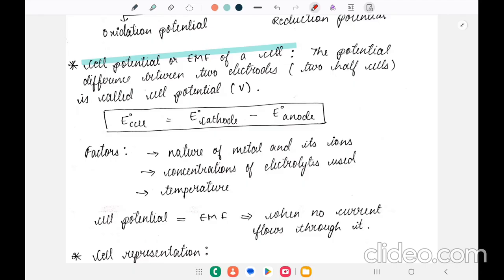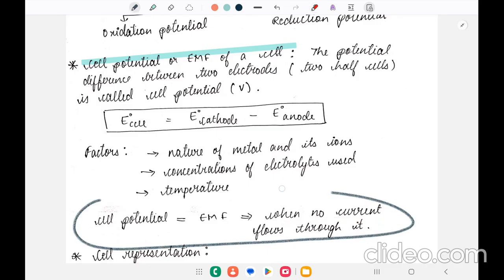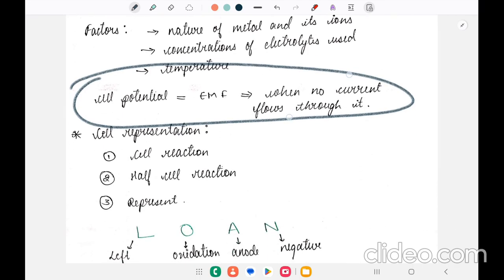Now cell potential is the same as electromotive force, that is EMF, when no current flows through it. This is a very important point to note. Now we'll study cell representation.